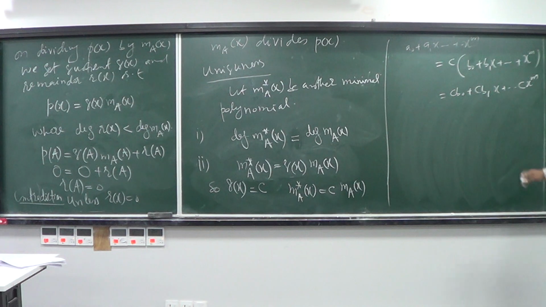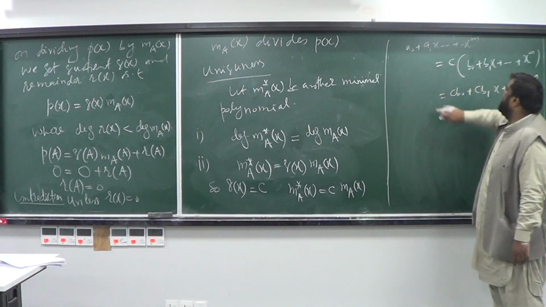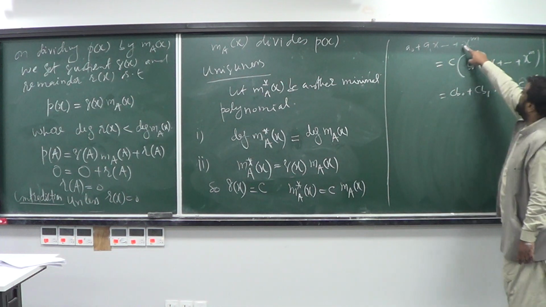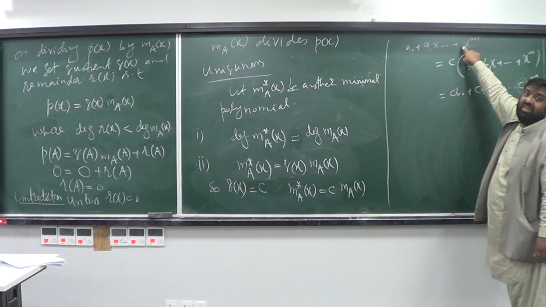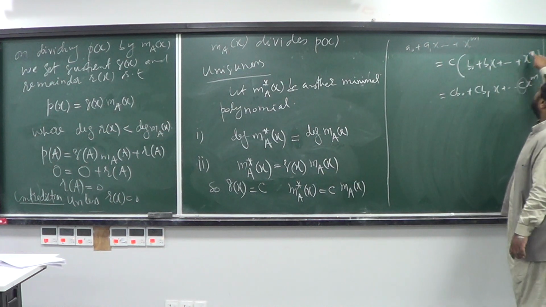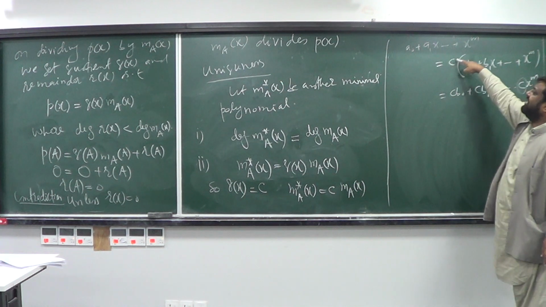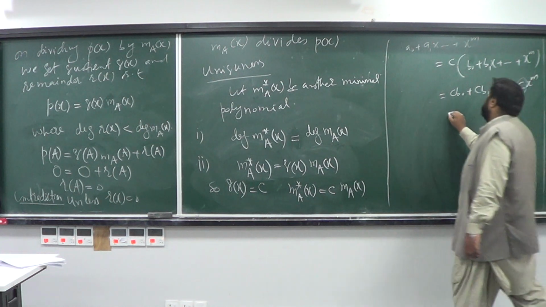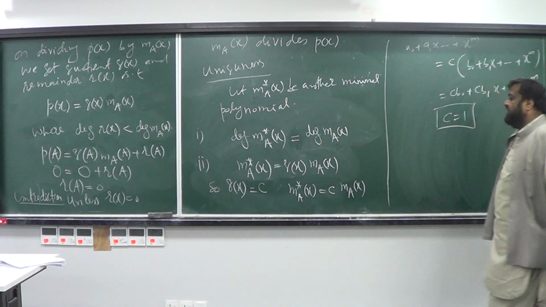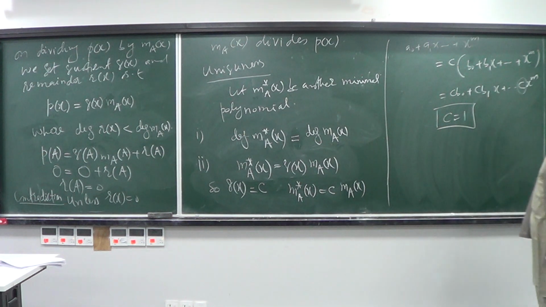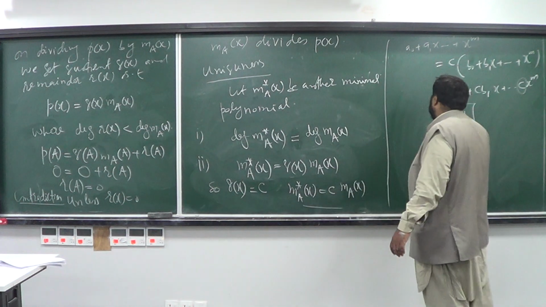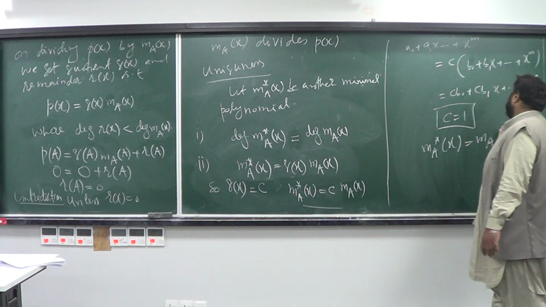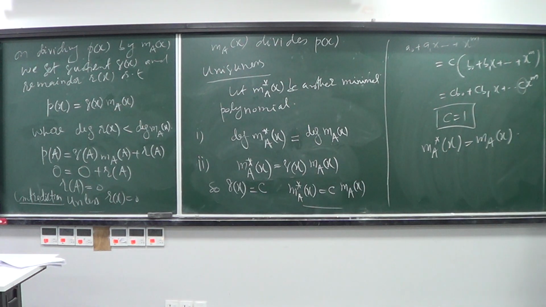Now if you compare the coefficients, these two polynomials are going to be equal if these coefficients are equal, and hence this C must be equal to 1, because this is a monic polynomial. There can't be a constant other than 1 which can be the coefficient of this polynomial. So this C must be equal to 1. And if C is equal to 1, what follows from this equation is that these two polynomials are precisely equal to each other.